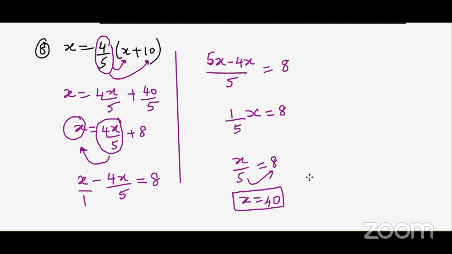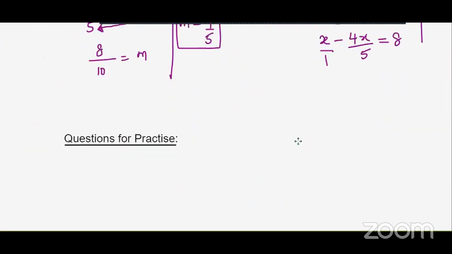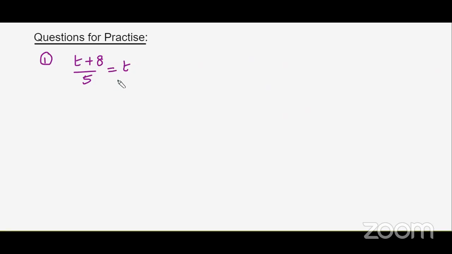Okay, let's take some questions for practice, which I have not mentioned. So I'm going to take each question now. I'm going to take the question and I'm going to give a hint. Suppose I have it's kind of a two-step equation, and at the same time, I have variables on both the sides. So according to the two-step equation, what should we do? The common denominator should be shifted to the right-hand side. That means the 5 has to be shifted to the right-hand side. So t plus 8 equals to 5t.